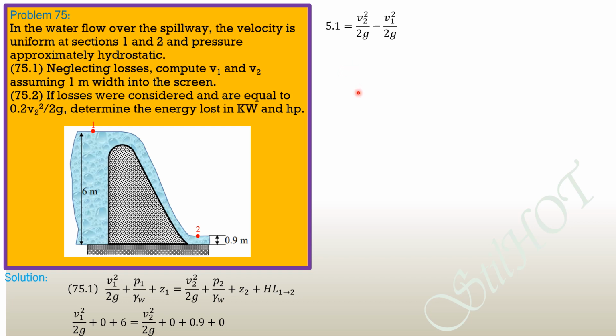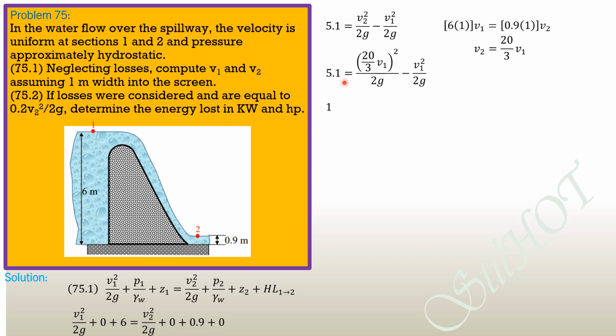Then we relate V1 and V2 by the continuity equation. Q1 equals Q2. Since we consider 1 meter width perpendicular to the screen, 6 times 1 times V1 equals 0.9 times 1 times V2. So V2 is equal to 20 over 3 of V1. Substitute here in this equation: 5.1 equals (20/3 V1) squared over 2g minus V1 squared over 2g.